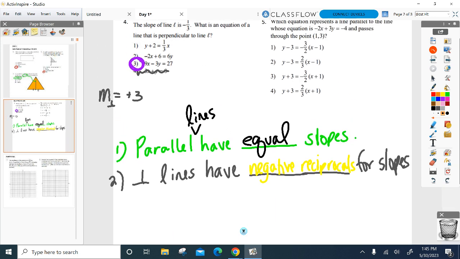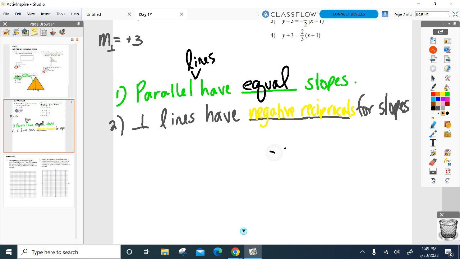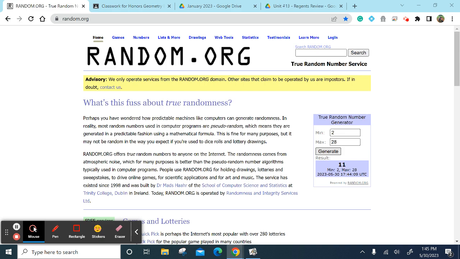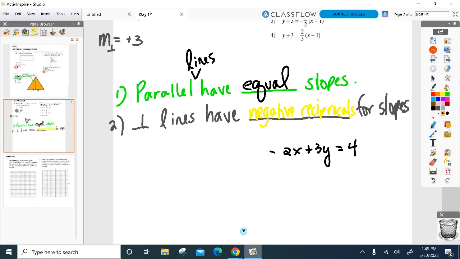So here we go. What do we got? -2x plus 3y equals 4. First thing, what's the slope? I can use the same slope because they're parallel. If you say -2, get out of here. I've got to get it in y equals form. What's the first step? Add 2x. Good start.